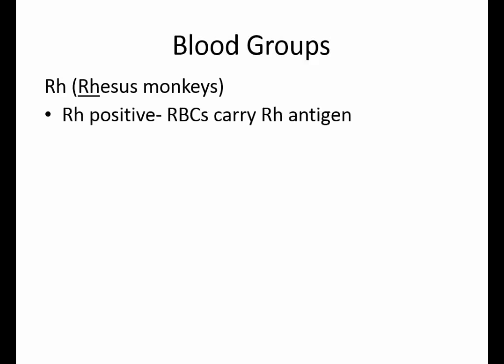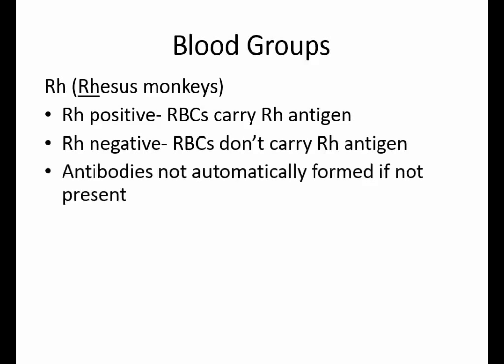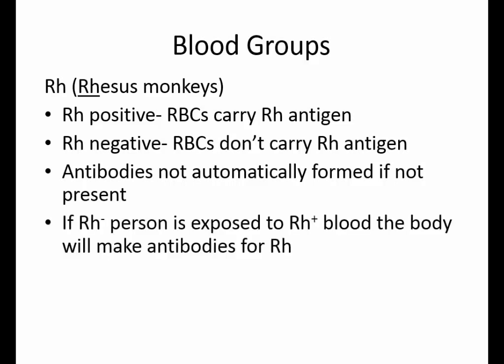The other blood group or type is the Rh. It gets its name because it was first discovered in rhesus monkeys. People who are Rh positive have RBCs that carry the Rh antigen. People who are Rh negative do not carry the antigen. In this case, antibodies are not automatically formed if the Rh antigen is not present. You actually have to be exposed to Rh positive blood if you are Rh negative in order to make the antibodies to the Rh antigen.